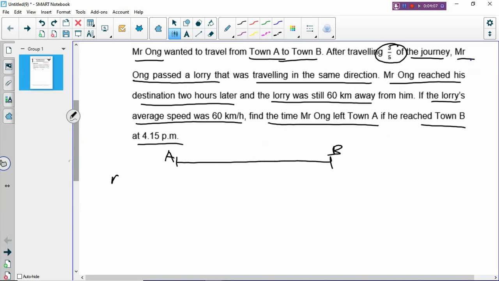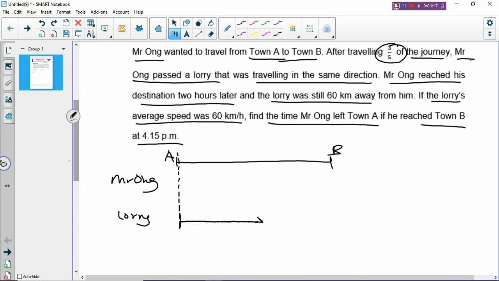And then you have the people who are moving. You have Mr. Ong, who is moving. You also have the lorry, which is also moving, and they both started from town A. So I like to use a dotted line to show where they start from. The dotted line helps me to see more clearly. And then in this problem, you can see who actually departed from town A first. The question never really says who departed from town A first, but the question said that Mr. Ong passed a lorry that was traveling in the same direction. So if you use a bit of common sense, it means that the lorry must have left first.